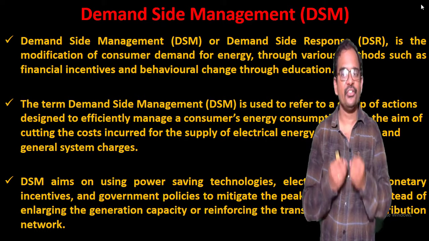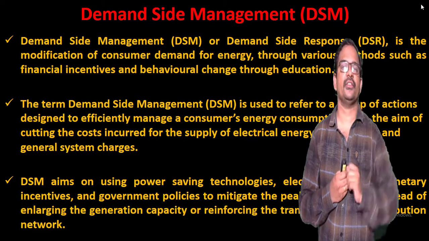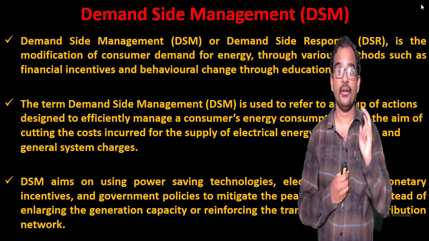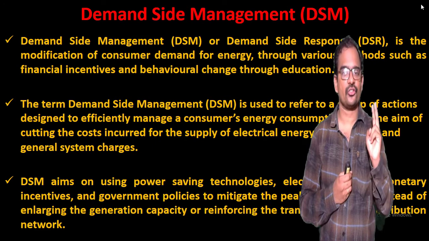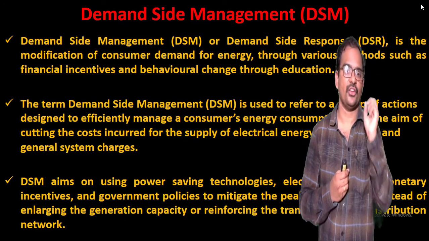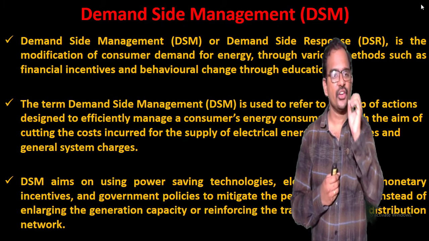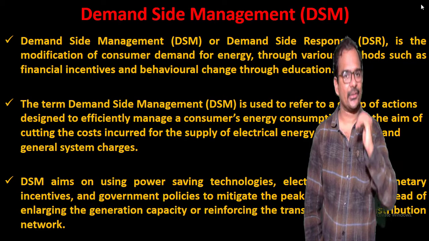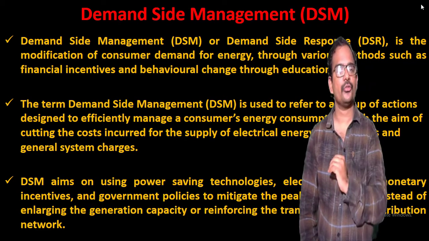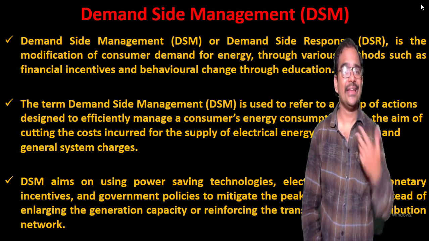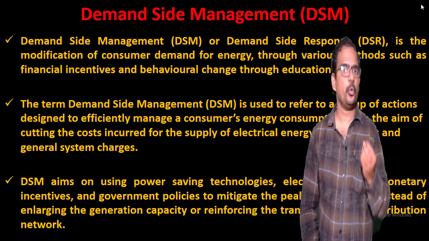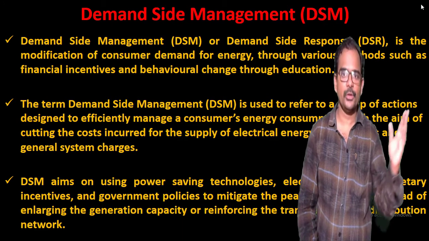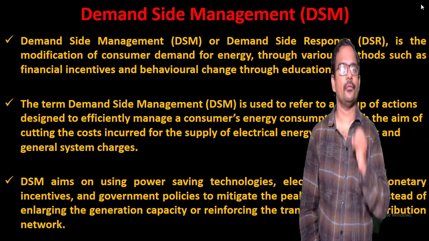But how can that be achieved? That can be achieved through two things. The first thing is by providing financial incentives, and the second one is behavioral change in the consumers through education. By means of these two initiatives, the government wants to reduce the peak demand as well as the total energy consumption in the society. Now let's discuss in detail about demand side management. At this point there may be some doubt regarding what demand side management is, but once we move on you will clearly understand what this means.